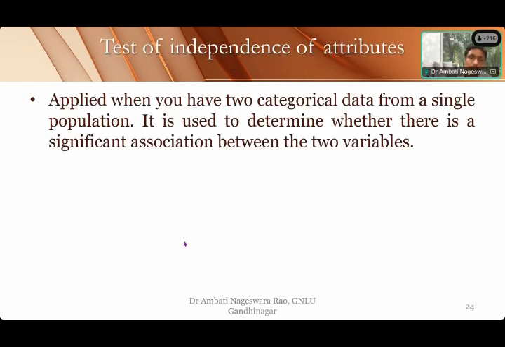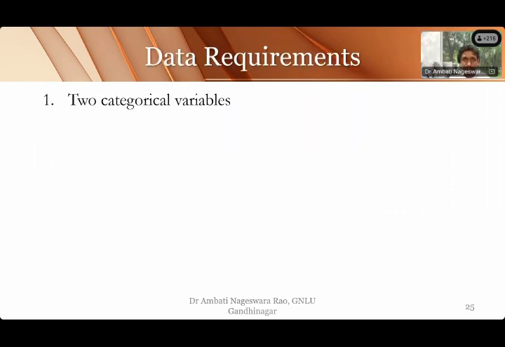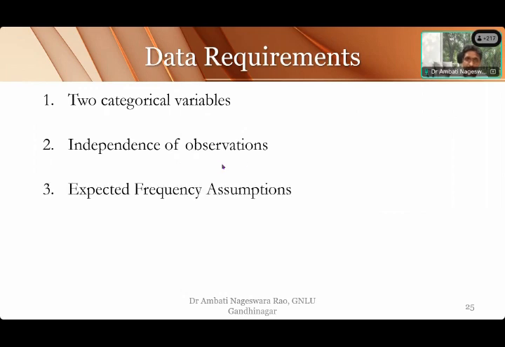In order to conduct the chi-square test of independence, we need two categorical variables. It can be nominal data, it can be ordinal data, or it can be one nominal and one ordinal. So the choice is there. Basically, there must be qualitative data, nominal and ordinal data. Second one, independence of observation. As we have been discussing from day one, independence of observation is one.